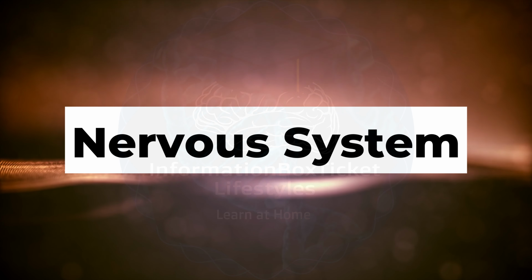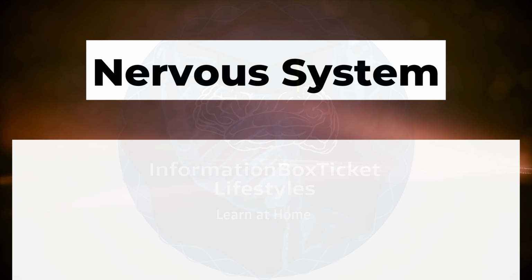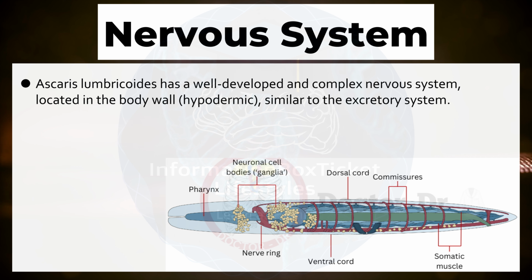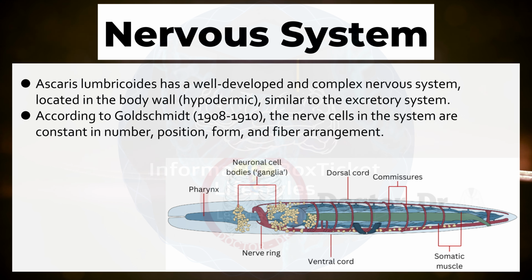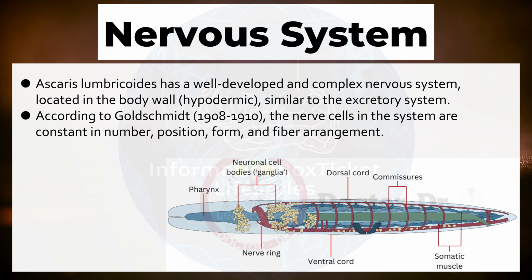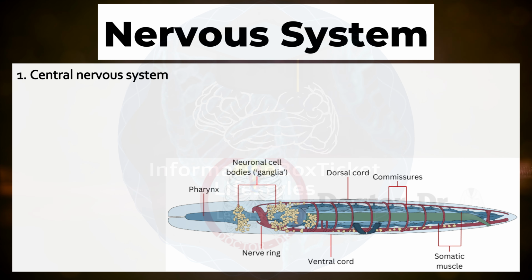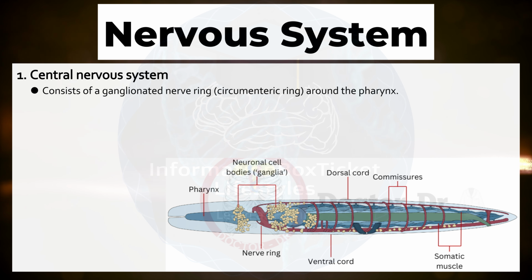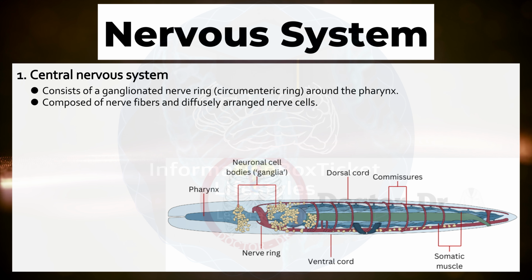Nervous system of Ascaris lumbricoides. Ascaris lumbricoides has a well-developed and complex nervous system located in the body wall, hypodermic, similar to the excretory system. According to Goldschmidt, 1908 to 1910, the nerve cells in the system are constant in number, position, form, and fiber arrangement. First, the central nervous system consists of a ganglionated nerve ring, the circumenteric ring, around the pharynx, composed of nerve fibers and diffusely arranged nerve cells.